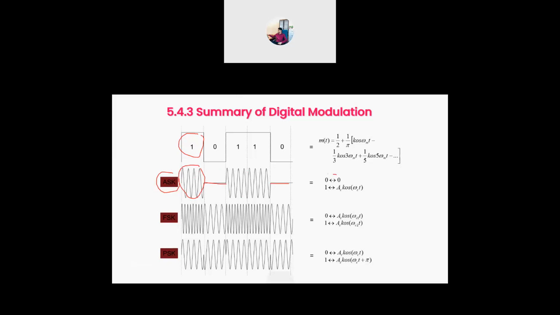0 is 0 at all, meaning nothing. And then we have 1, which is actually AC cos omega CT. So there is a sine wave for the bit 1, and 0 doesn't have one.